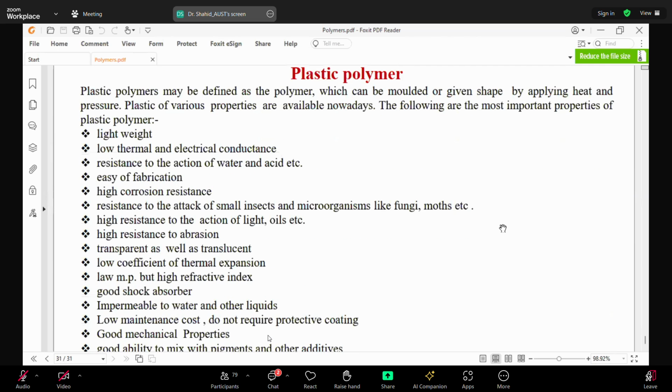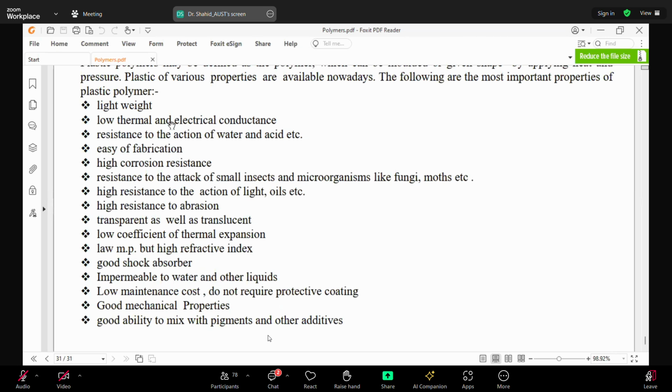What is this? Plastic polymers may be defined as polymers which can be molded or given shape by applying heat and pressure. Plastics of various properties are available nowadays. The following properties: lightweight, low thermal and electric conductance, resistance to the action of water and heat, ease of fabrication, because fabrication means preparing different types of articles in different shapes. High corrosion resistance, resistance to the attack of small insects and microorganisms like fungi and moths, high resistance to the action of light and oils, high resistance to abrasion, transparent as well as translucent, low coefficient of thermal expansion, low melting point, but high refractive index, good shock absorber.